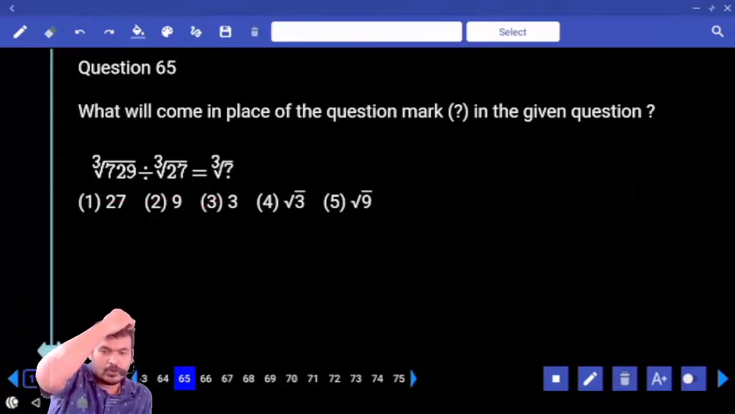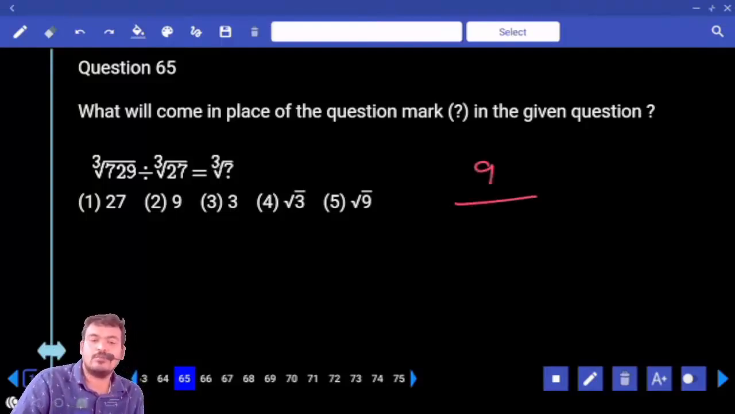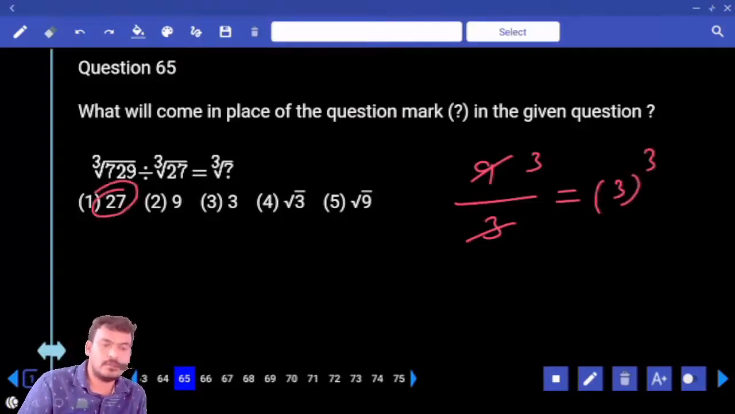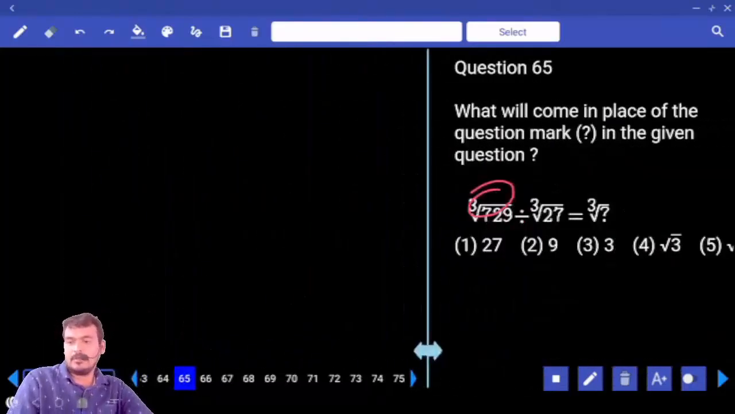First priority, cube root of 729 by cube root of 27. Cube root of 729 means 9. Cube root of 27 means 3. 3 how many times? 3 times. Again we require 3 cube or 3? 3 cube. What is 3 cube? 27. Okay. Thank you.